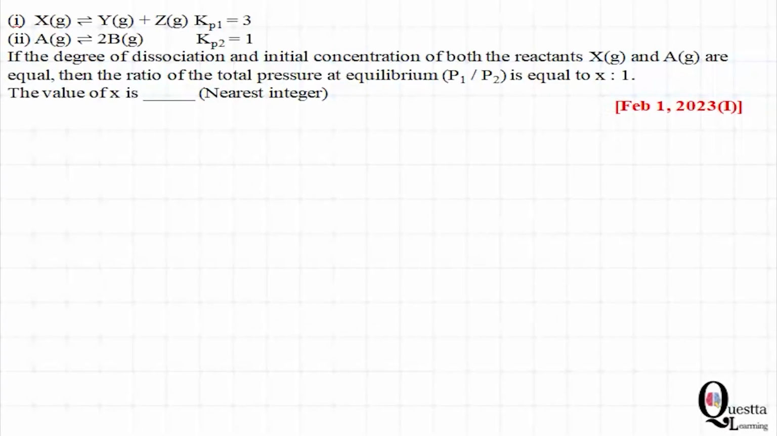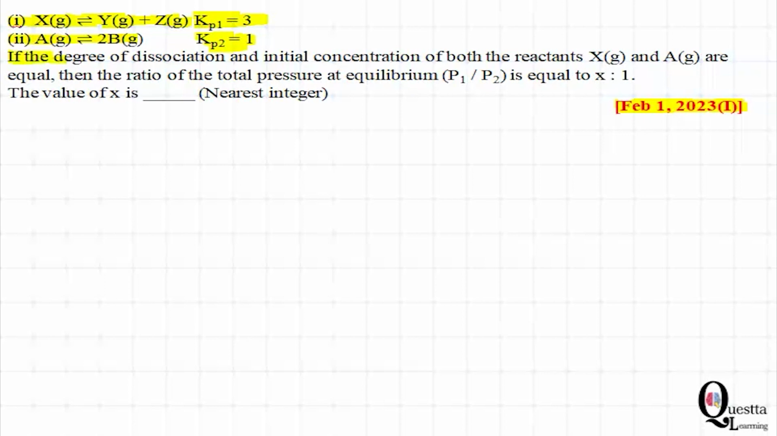Everyone, today we are going to solve a question that appeared in Shift 1 on February 1, 2023. We have two reactions at equilibrium: X gas produces Y plus Z at equilibrium. The Kp1 is 3 for this equation, and for the second equilibrium, that is A gives 2 moles of gaseous B, the Kp2 value is 1.